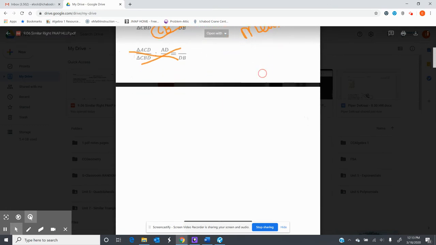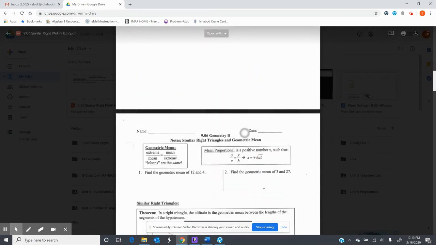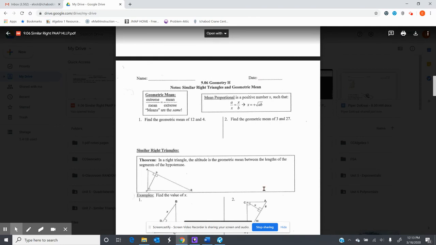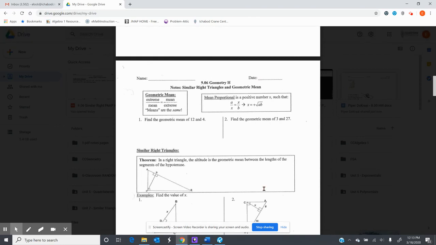So if we flip the page and look at the beginning of the notes here on right triangles and a geometric mean, what a geometric mean says, product of the means equals product of the extremes. So when we cross multiply, we get extreme times extreme, mean times mean. Now for us, the means will be the same. So we get an x and an x. One cross product, remember, gives us x squared equals a times b.